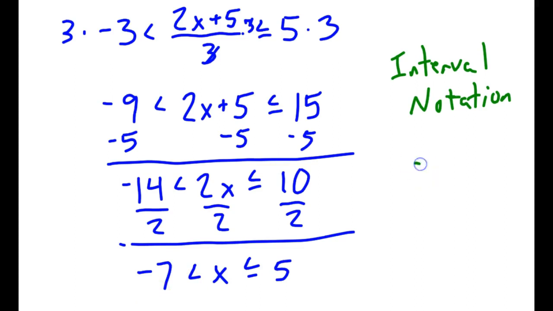So I write my negative 7. The value is not equal to, meaning it's open. If it's open, we have a parenthesis. And then I have a comma. The maximum value I can be is 5. That value is equal to, meaning it's closed. So we have to use a bracket. Thus, we go from our inequality notation to interval notation. This is a more condensed, easier to work with notation, has the same meaning for our solutions.